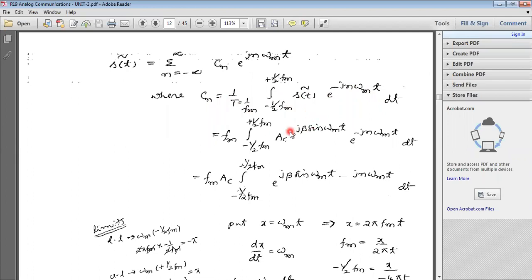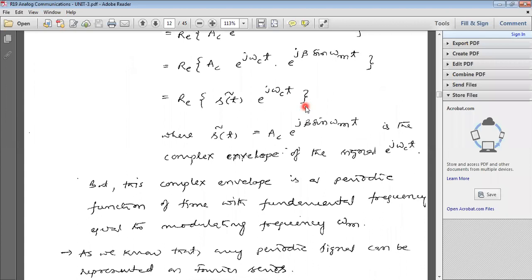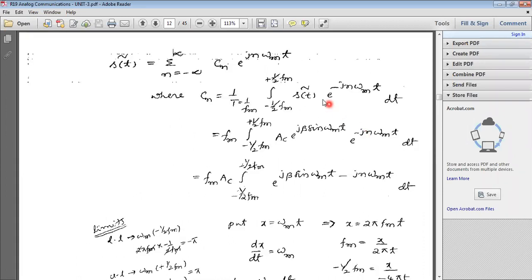In the next step, you just substitute the complex envelope of s of t. Already we know the complex envelope of s of t. What is that value? Ac into e power j beta sine omega mt. Take this as equation number 1. Now take Cn as equation number 2. Substitute 1 into 2.